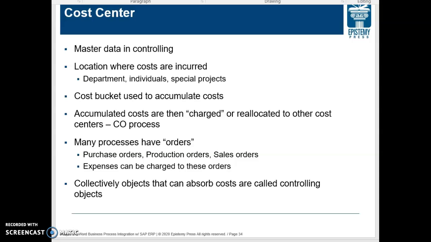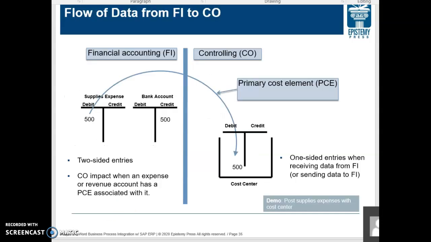So we need to set up cost centers in the master data. And cost centers are locations where costs are incurred. They're like buckets, so we can charge the different departments, people, equipment, to these different cost centers so we can figure out what things are costing us. And commonly you'll hear of work orders, and that's used to keep track of what different things or processes are costing us.